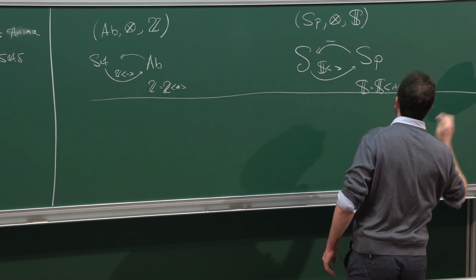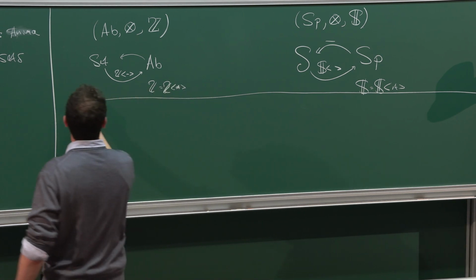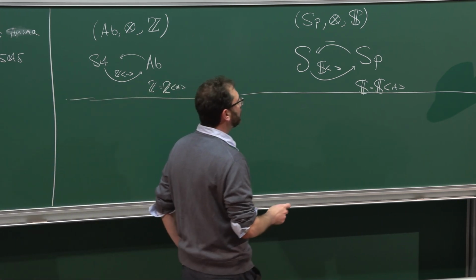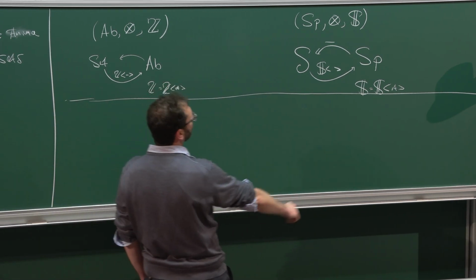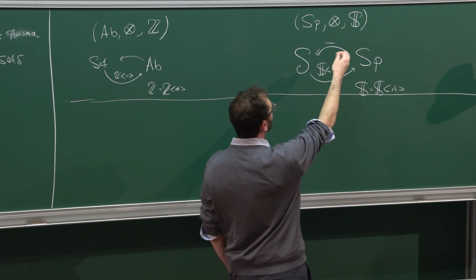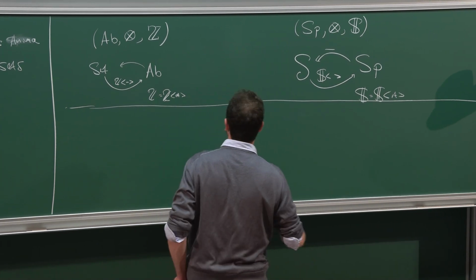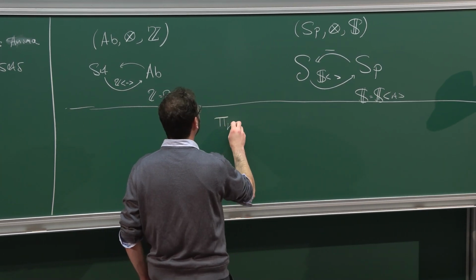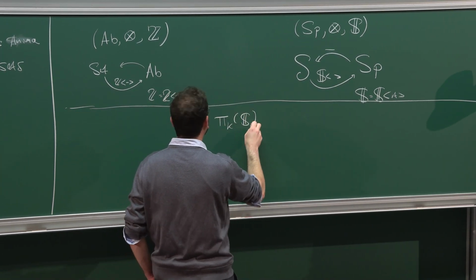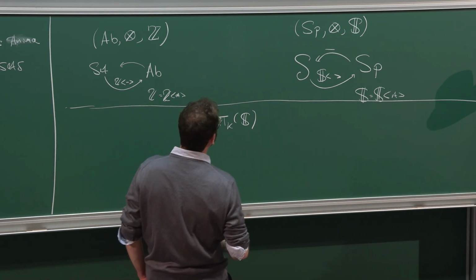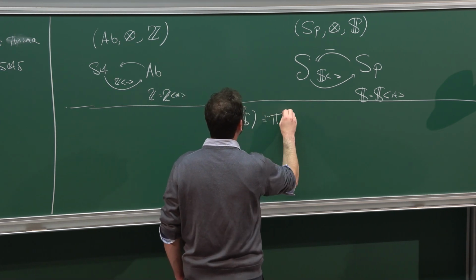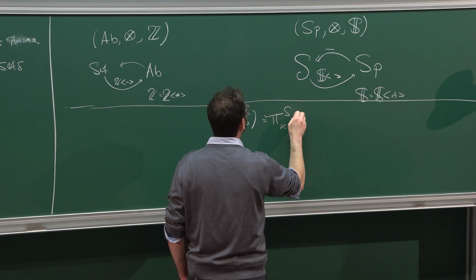And now, what does all of this have to do with our original motivating problem? Well, this is a spectrum. It's clearly a very important spectrum. It's the unit object in this category. So we can ask, what are its homotopy groups? And those are exactly the stable homotopy groups of spheres.